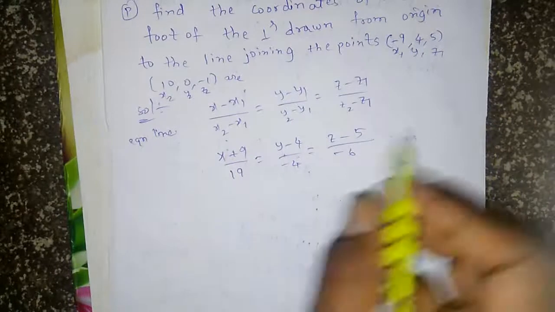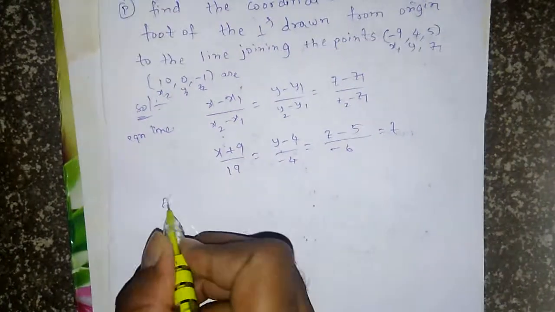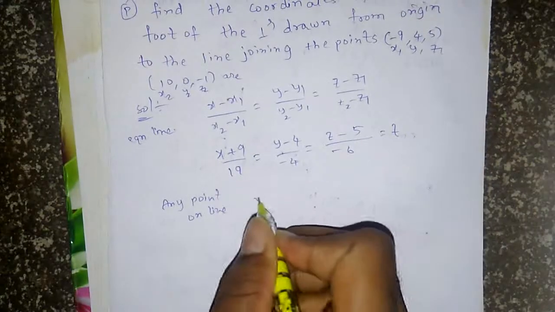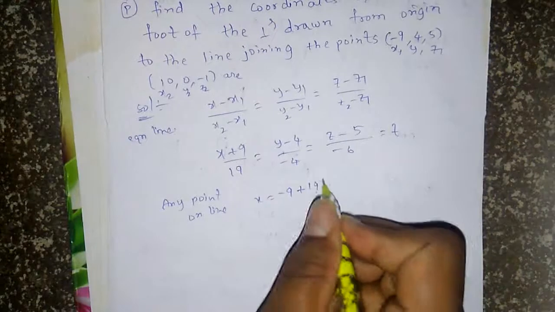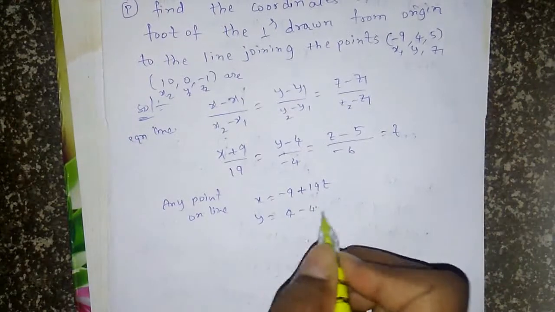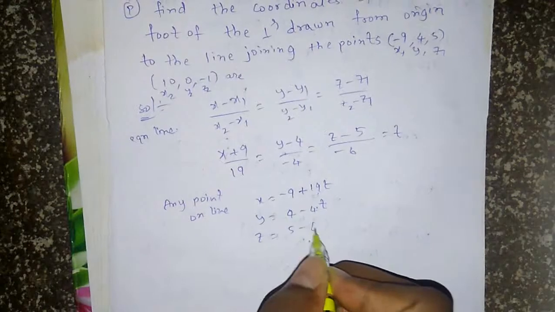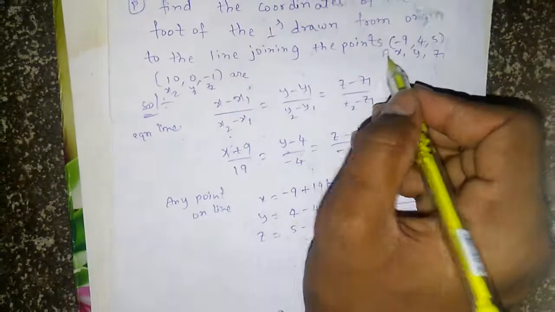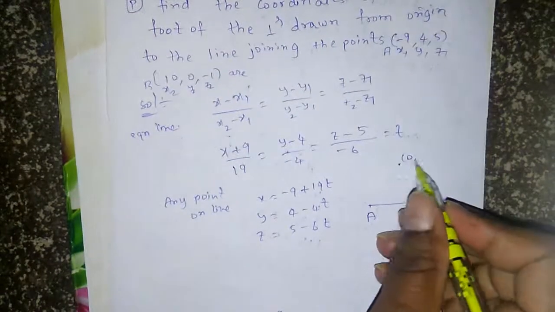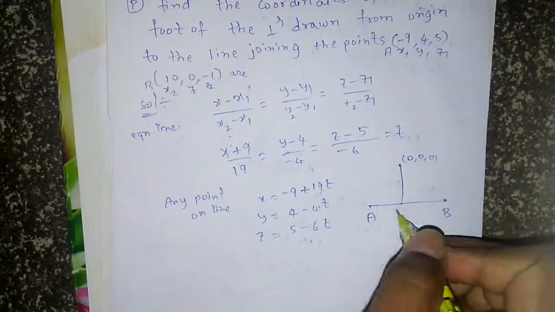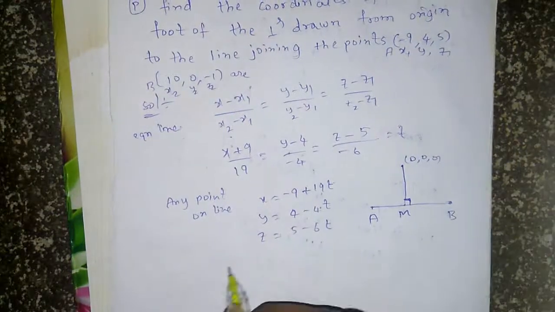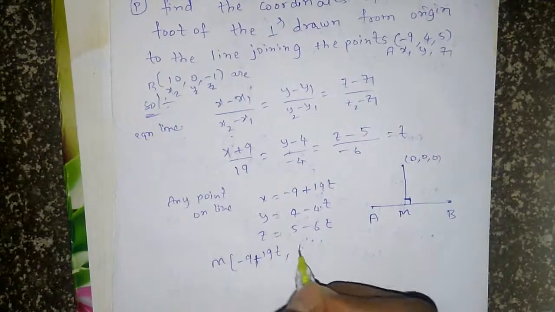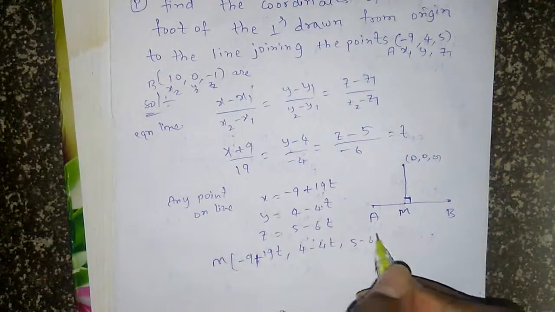Let us take this ratio as t. Any point on the line is x equal to minus 9 plus 19t, y equal to 4 minus 4t, z equal to 5 minus 6t. This is any point on the line. This is the first point, let us take A. This is B. This is the origin. We need to find the foot of the perpendicular. So M is (minus 9 plus 19t, 4 minus 4t, 5 minus 6t).